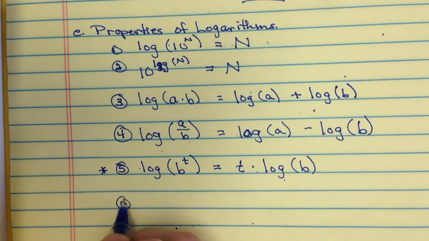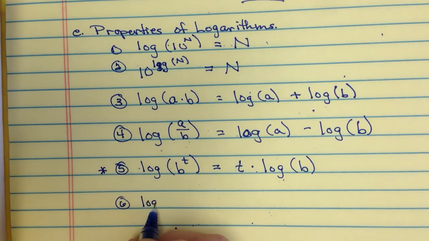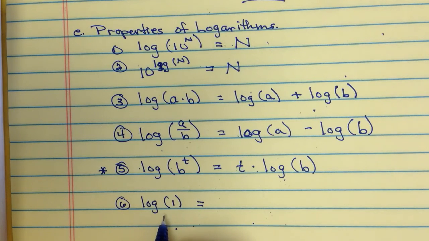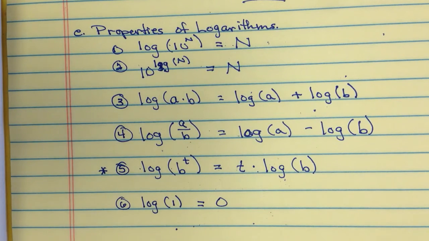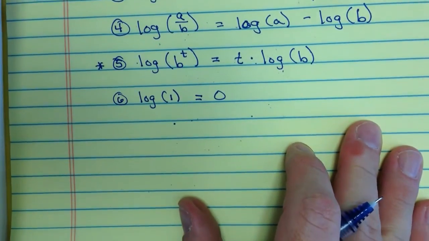And then little 6, the last property for now, is log of 1. And let's think about this. So this log of 1 says what is the power I raised 10 by to get 1? So 10 to what power gives 1? And the answer to that is 0. So log of 1 always equals 0. Okay? So those are your properties.